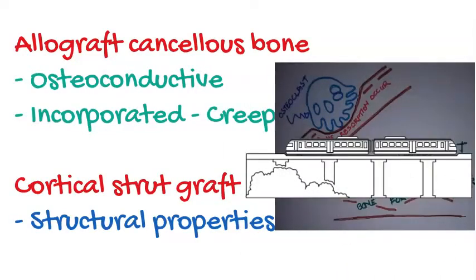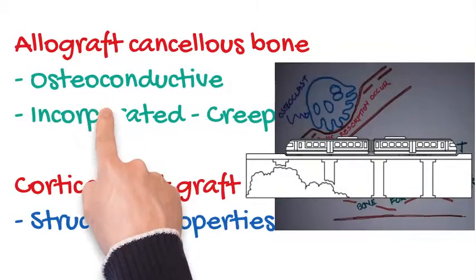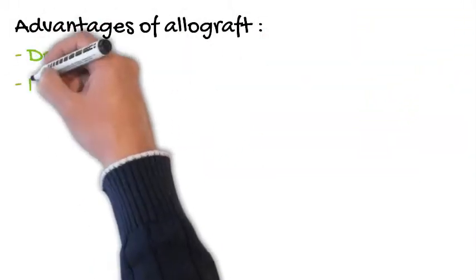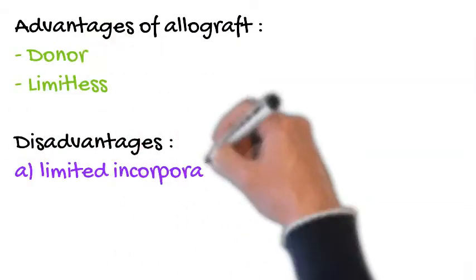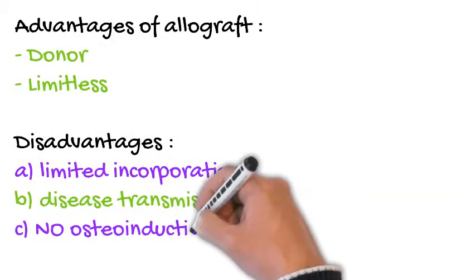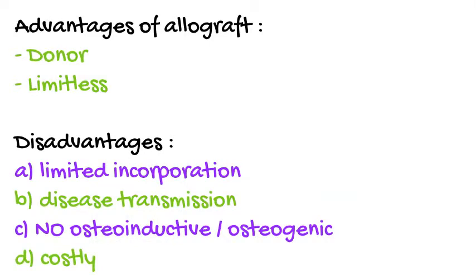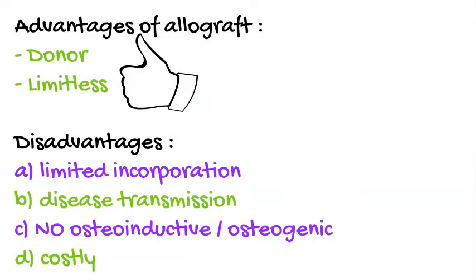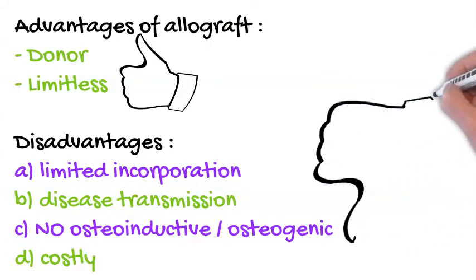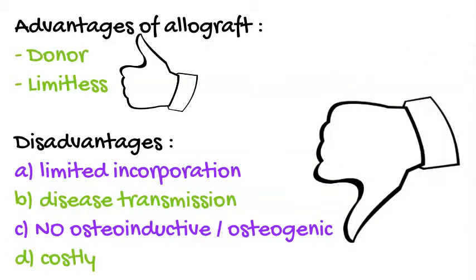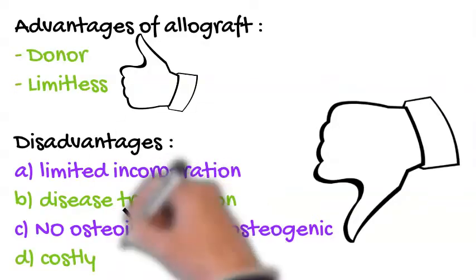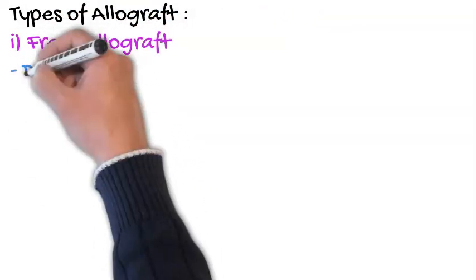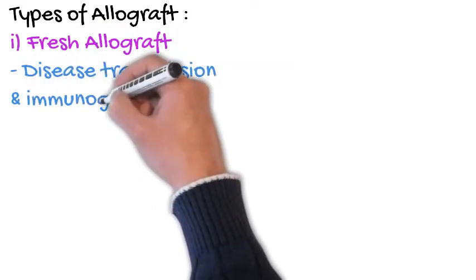Advantages of allograft: no donor site morbidity, limitless volume. Disadvantage: limited graft incorporation or remodeling, potential disease transmission, minimal or no osteoconductive or osteogenic properties, and it is very costly. Types of allograft can be divided into fresh, fresh frozen, and freeze-dried croutons.